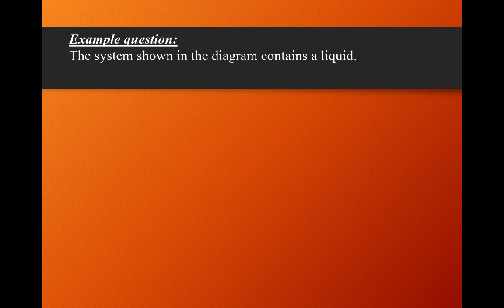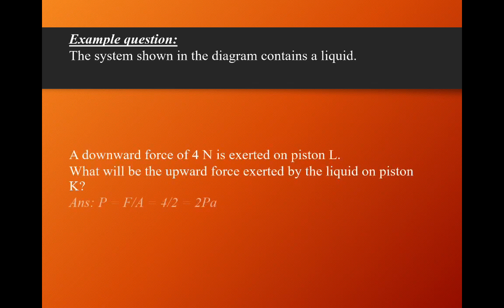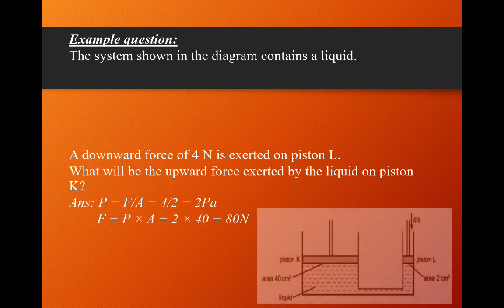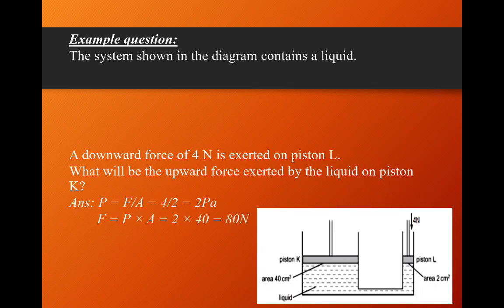So we have an example question. The system shown in the diagram contains a liquid. A downward force of 4 Newton is exerted on piston L. What will be the upward force exerted by the liquid on piston K? So if you see this, a downward force of 4 Newton is exerted on this piston, which is piston L. What will be the upward force exerted by the liquid on piston K?